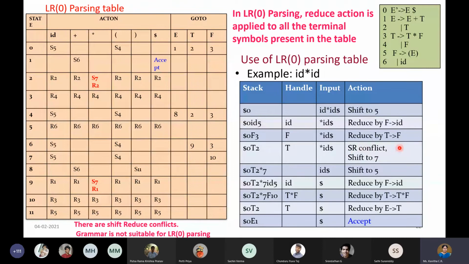So there is an SR conflict. Because of this conflict, either you can say that conflict exists and you can stop. You can stop very well, not a problem. Or if you want to, you can override and then continue.